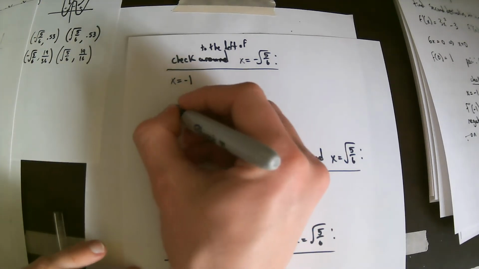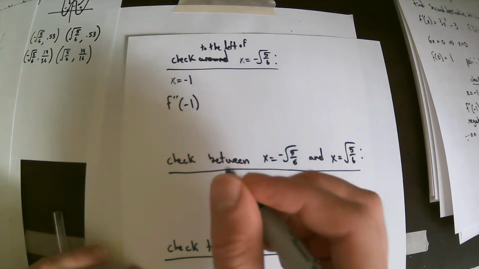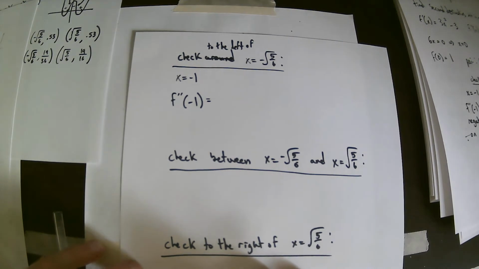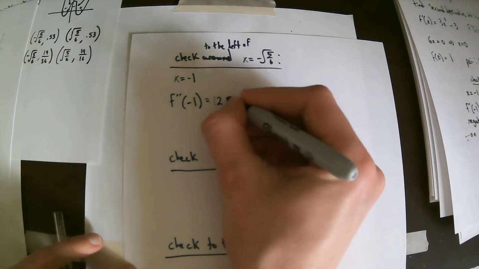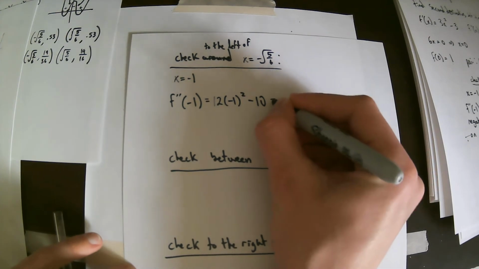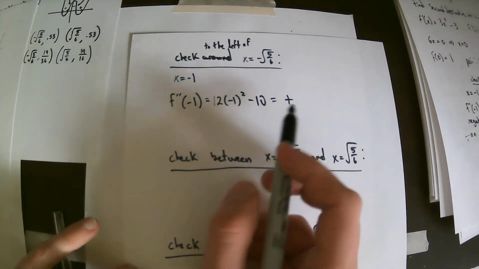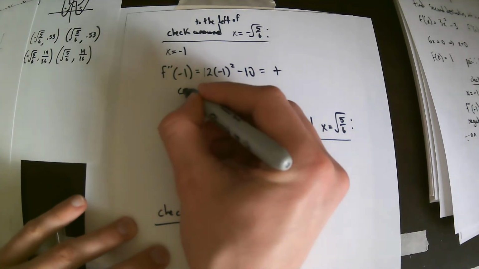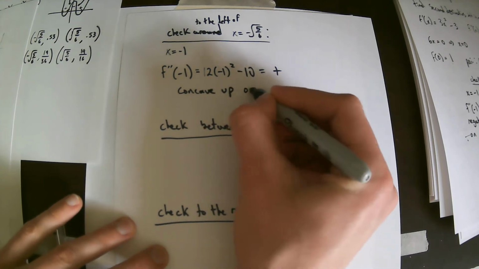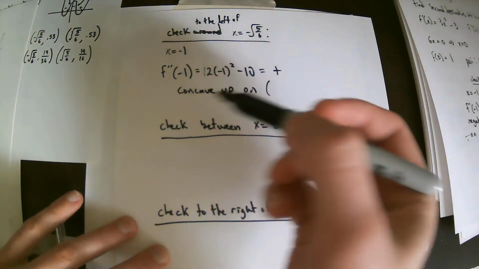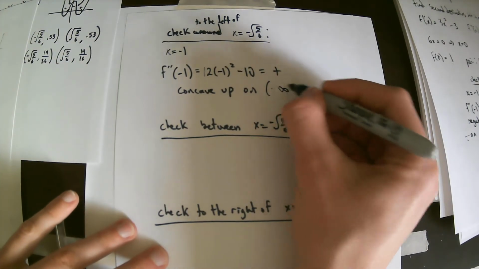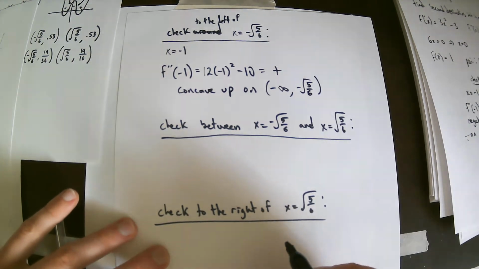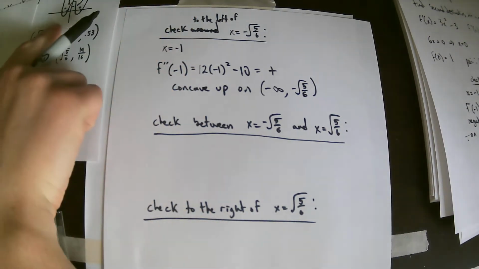And remember, I'm plugging this into the second derivative. All I want to know is what is the sign of this second derivative at -1. By the way, what was the second derivative? 12x squared minus 10. So 12 times -1 squared minus 10, that is positive, right? It's going to be a positive 12 minus 10, that's positive. So we have concave up here. Now, to the left of this point, there's no point of inflection to the left, so it just goes off to infinity, and then right up to that point of inflection. Okay, so far this is agreeing with our picture.